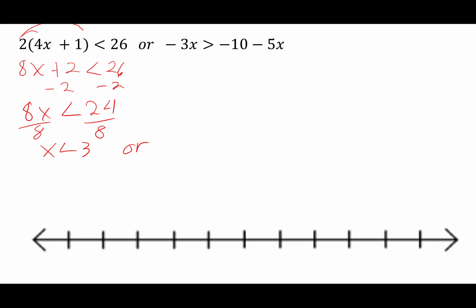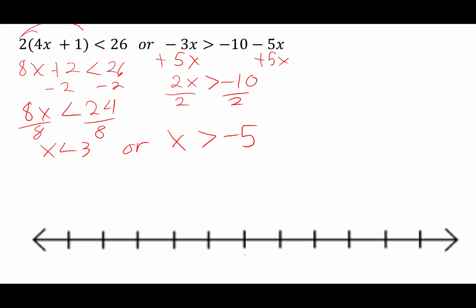Or, all right, so I've got variables on both sides here, right? Well, let's get them on the same side to make it easier on ourselves. So I'm going to move the 5 since it's got something else with it. The 3 does not. So I'm going to add 5. Negative 3 plus 5 is 2x greater than a negative 10. Divide both sides by 2. And I get x is greater than a negative 5.